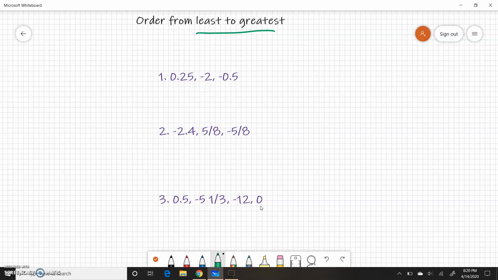So the first thing I'm going to do when I look at each of my questions is identify what's negative and what's positive. So obviously the positive numbers are the biggest. On number 1, I see I only have one positive number, so I automatically know that's my biggest. So I'm going to put that over here on this side because that's where the greatest numbers go. Okay, now I'm left with 2 negative numbers. So I have -2 and I have -0.5.